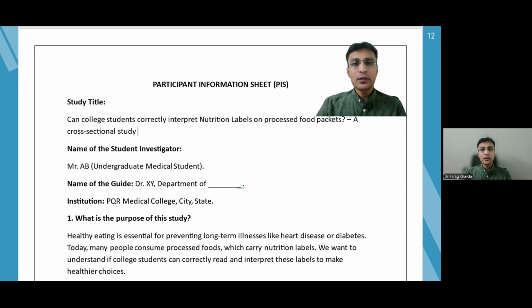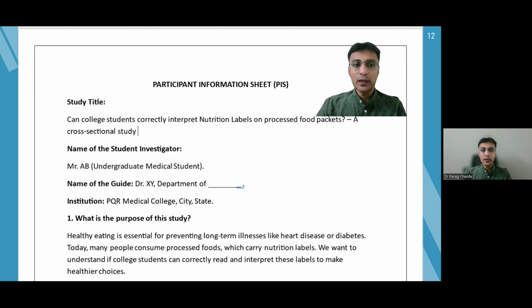When you are submitting a version of the participant information sheet as one of the annexes to be uploaded on the DHR portal, ensure that you remove the name of the student, guide, and the institute as well. Then you can mention a paragraph on the purpose of this study.